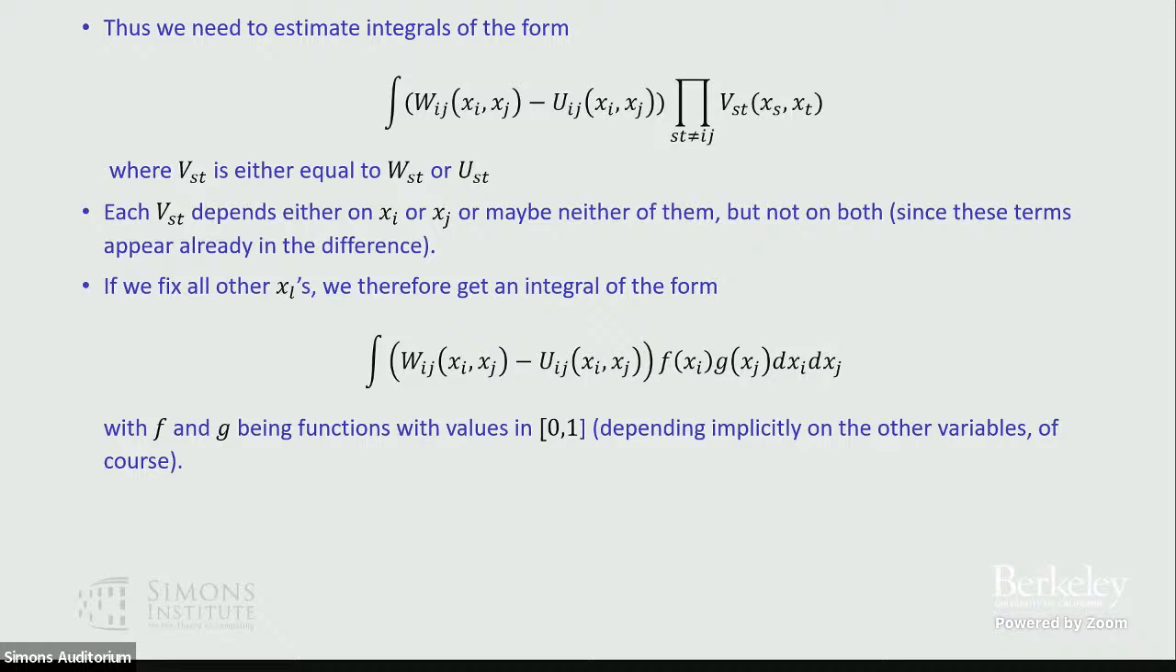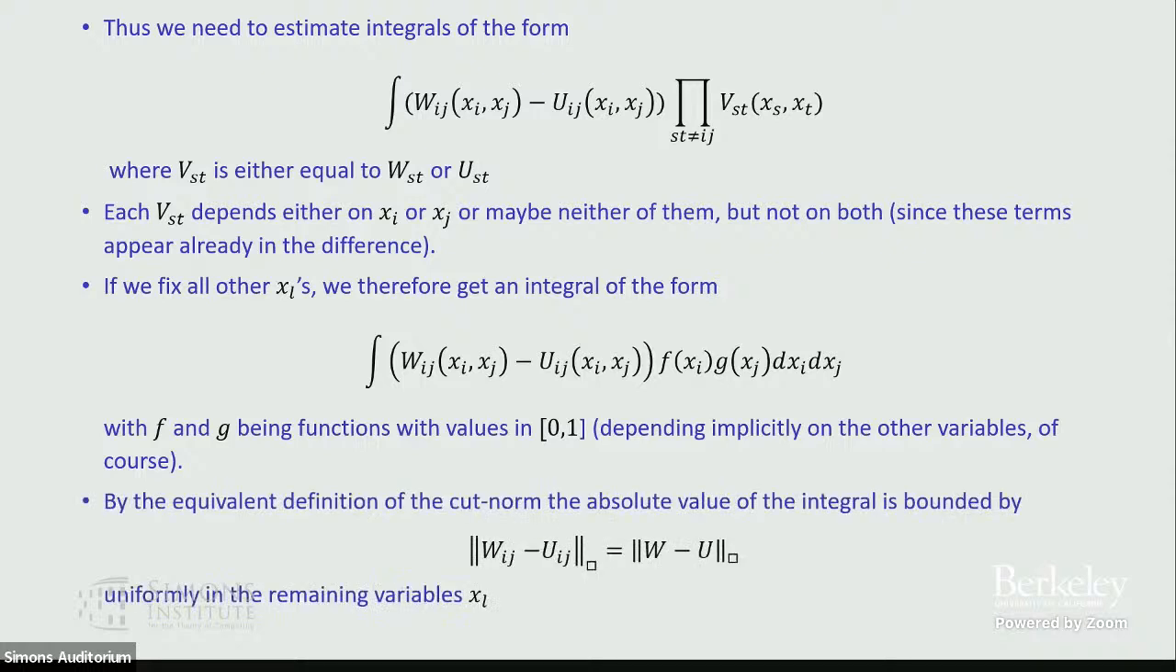So in other words, f and g are functions with values in 0 to 1, which implicitly depend on all these other xl's which I have fixed. But it's a function of xi and xj. You can factor this dependence out. I observe that in the definition of the cut norm, if I take the absolute value here and take the supremum over all functions f and g, I get the cut norm. So in other words, the absolute value of this integral is bounded by this, uniformly in the remaining other variables.